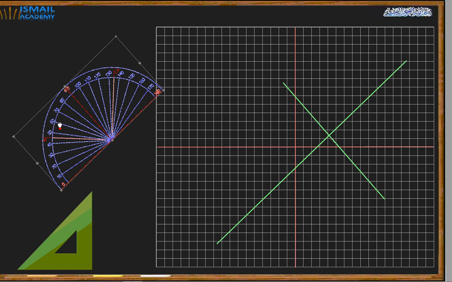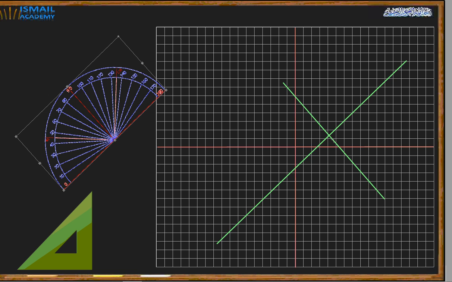Now I take off my protractor, and this is the perpendicular line. So I put the sign of perpendicular. This is L1 and this is L2. Now as you see, they are intersecting. They have one common point and they make a 90-degree angle. So it's exactly the geometric definition of perpendicular lines.